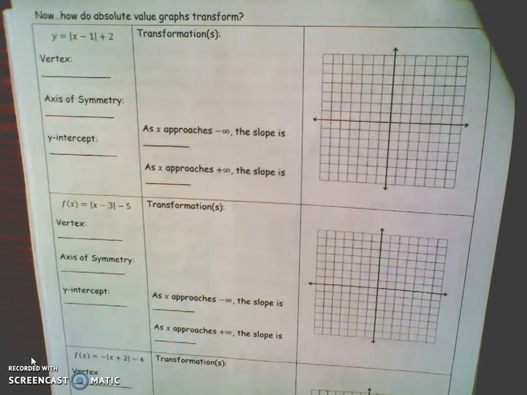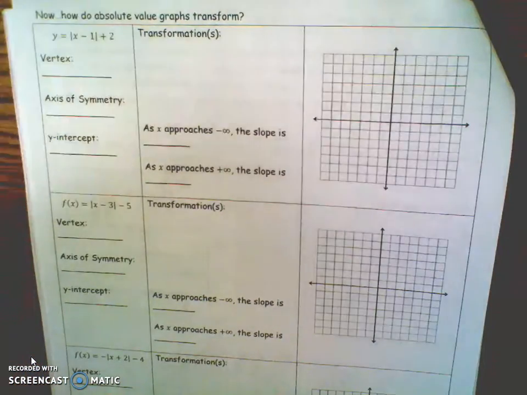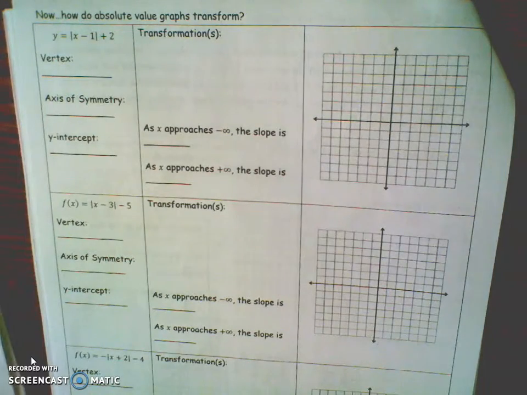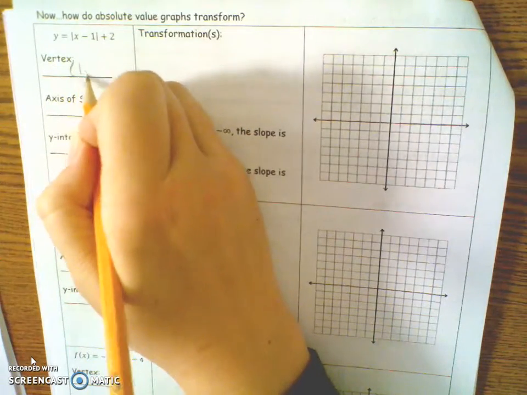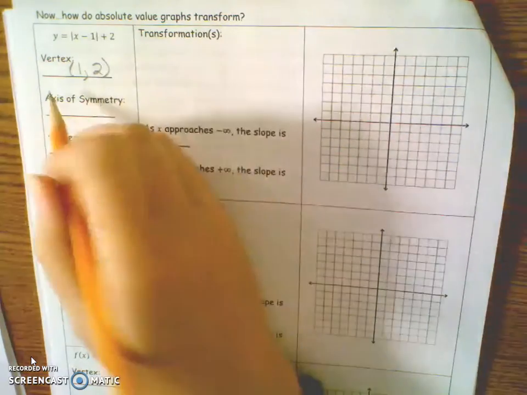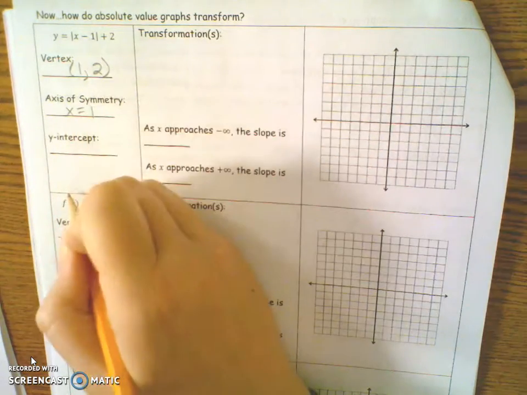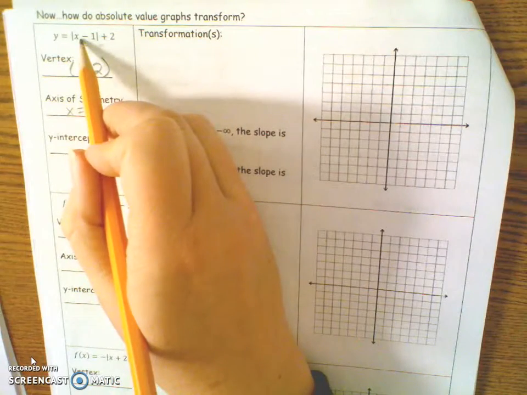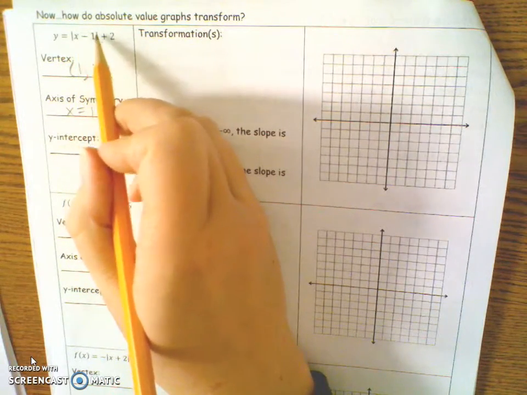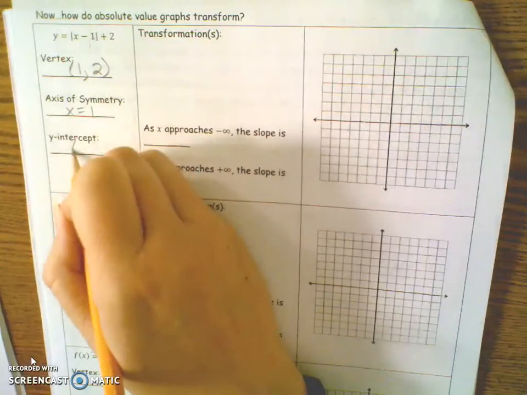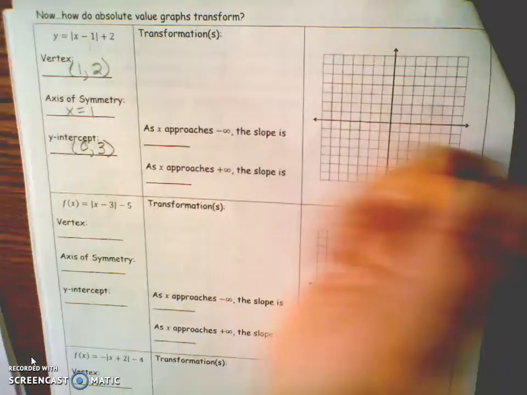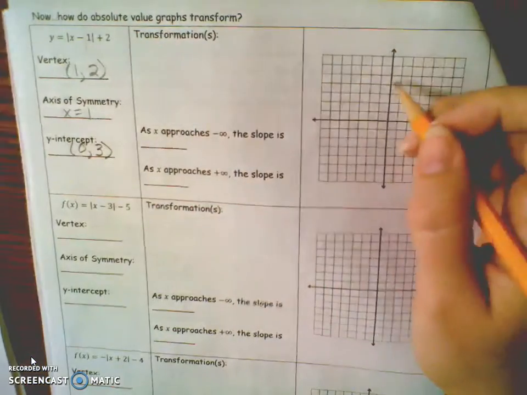All right, let's take a look at the next page. We're going to do a couple where we're using the information about our vertex form to sketch our graph without doing a whole lot of plugging in points. So we can see from this that our vertex is going to be (1, 2), and our axis of symmetry is going to be x equals 1. And then our y-intercept, if we put in a 0 for x, so 0 minus 1 gives me -1. Absolute value of -1 is 1, and then plus 2, so that's going to be (0, 3).